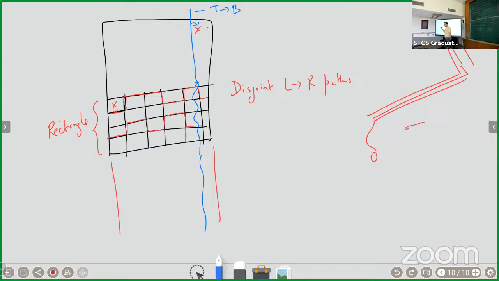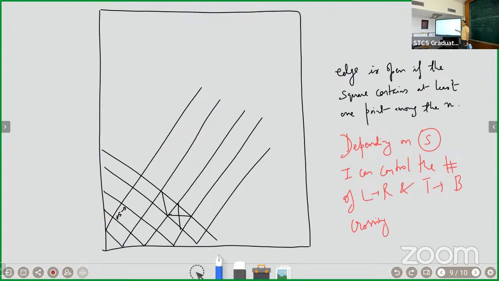Now tell me which parameter or which part of the scheduling controls the throughput. Eventually I have to worry about throughput. What do I want? That each source destination should be able to communicate at the rate of 1 by square root n. That's all I want to care about. So what is sufficient to show that? Such paths exist. Not shown in here, but depending on S, you can show this.